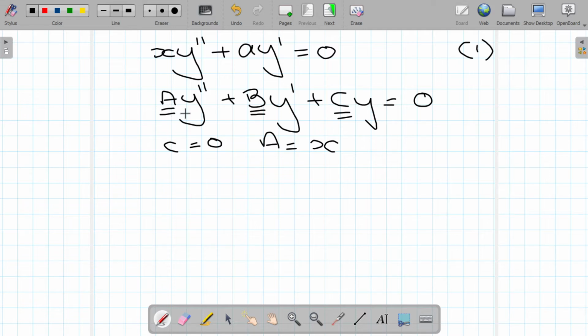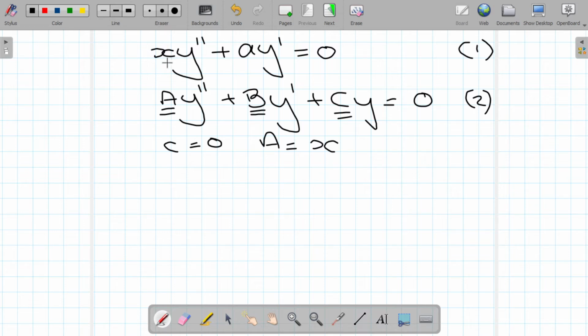But if A, B, or C in this particular case, we'll call this equation 2, so if A, B, or C here in equation 2 happen to be functions of y, then it would be a non-linear equation. At the moment, you can clearly see that equation 1 is a linear equation with variable coefficients.